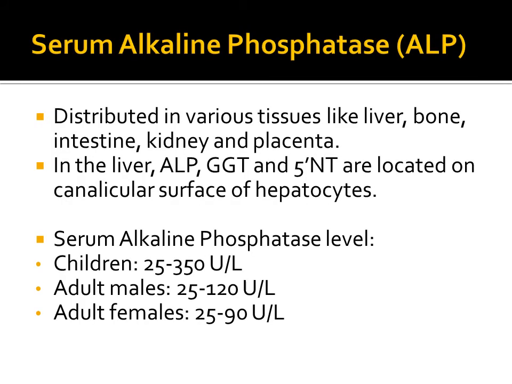The other enzyme is ALP, alkaline phosphatase, but it is also found in different organs apart from the liver, like bone, intestine, kidney, and placenta. In the liver, ALP, GGT, and 5NT are located on the canalicular surface of the hepatocytes. So a raised level of ALP is more indicative of canalicular damage or biliary tract damage.